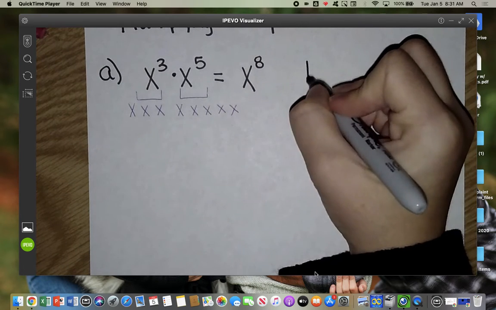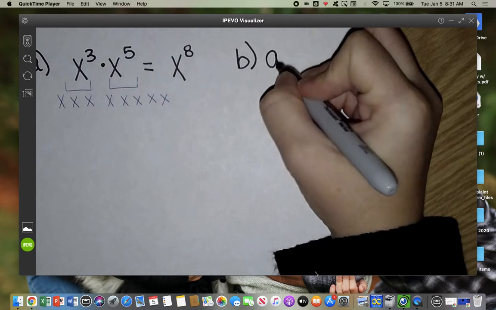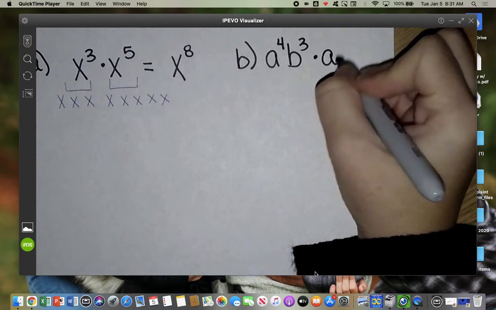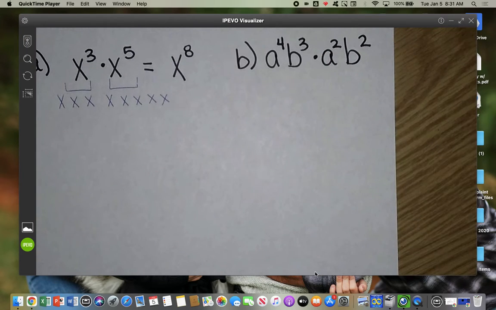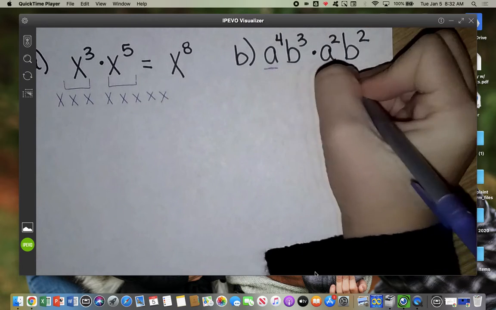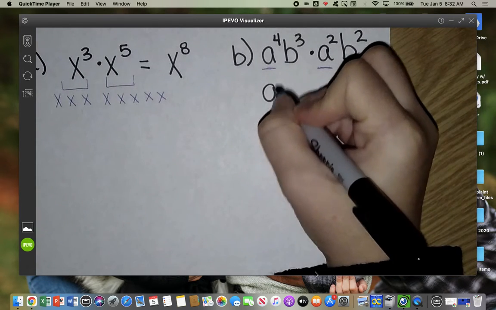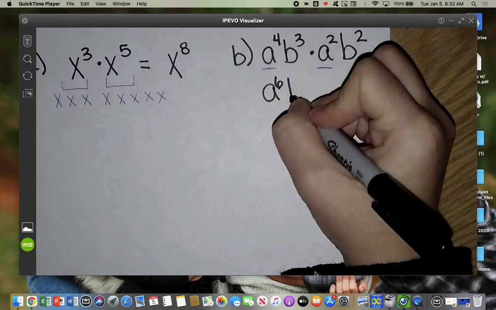Let's take a look at another one. If I have a to the fourth b to the third times a squared b squared, because we can have more than one variable. Whenever you have more than one variable, we only multiply a's to other a's. We only multiply b's to other b's. So we're first going to multiply the a's together. If I have 4 a's in the first term and 2 in the second, how many are we multiplying really? 6. That's a to the 6th, and then that would give us b to the what?